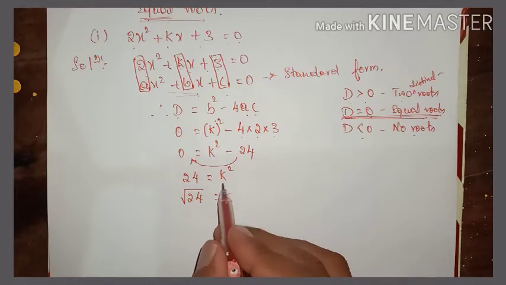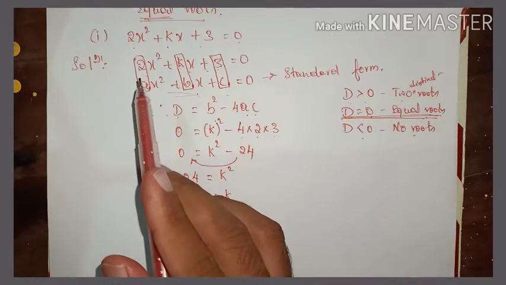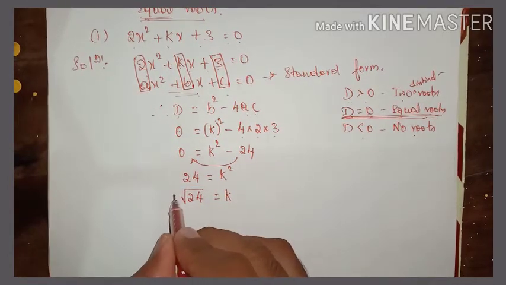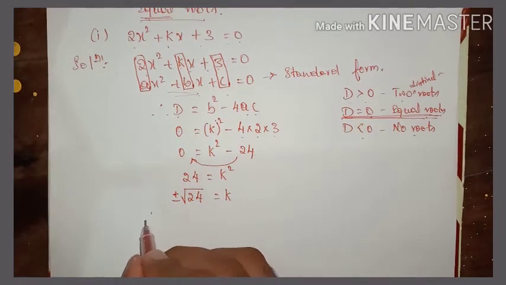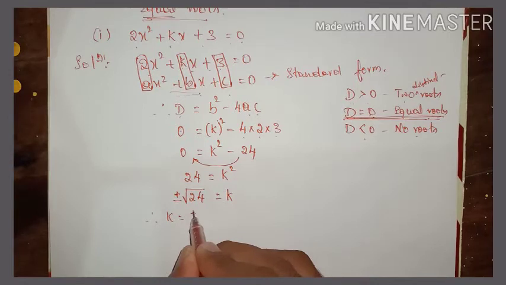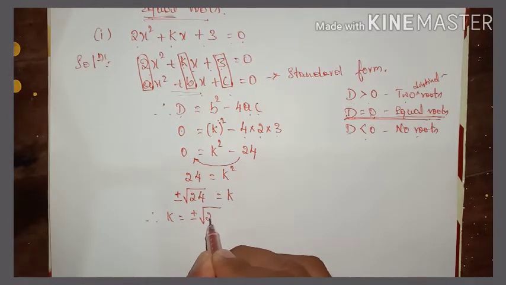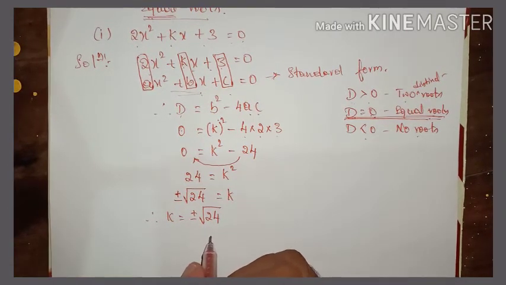So k is equal to the square root of 24. Here we already know that it's a quadratic equation, so there are two roots. That's why we take plus or minus square root of 24. Therefore k is equal to plus or minus square root of 24. Here it is plus or minus. Is it plus or minus?